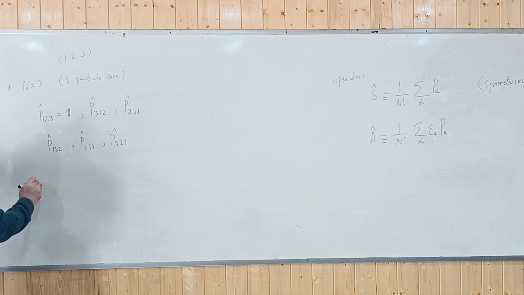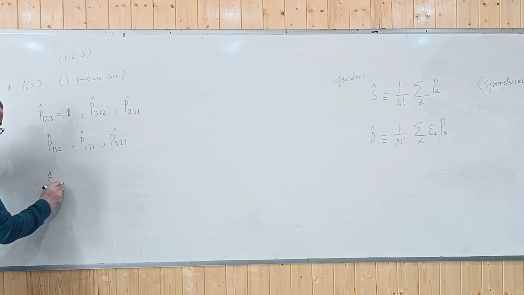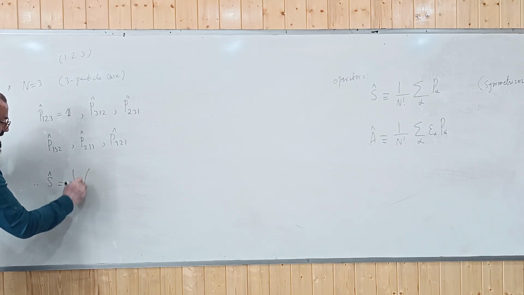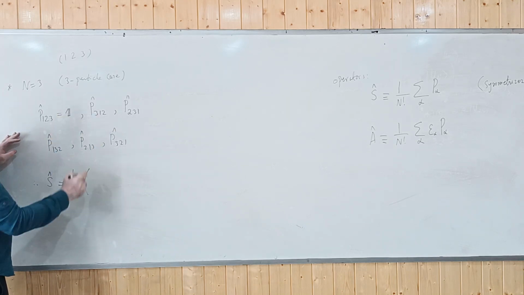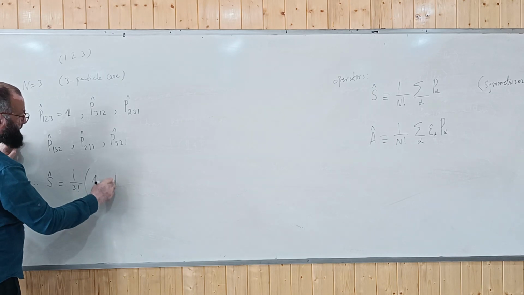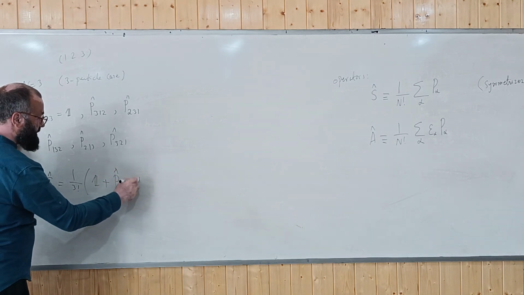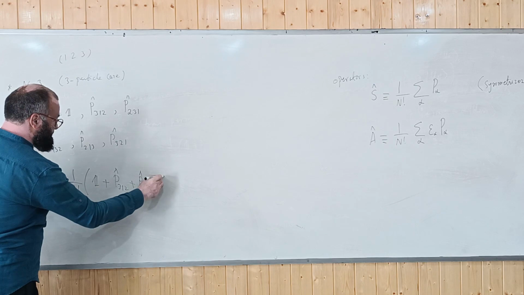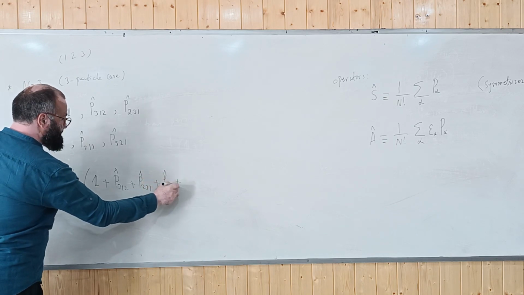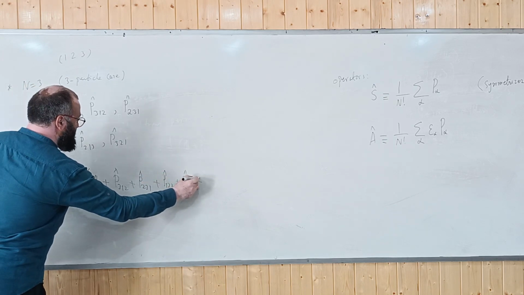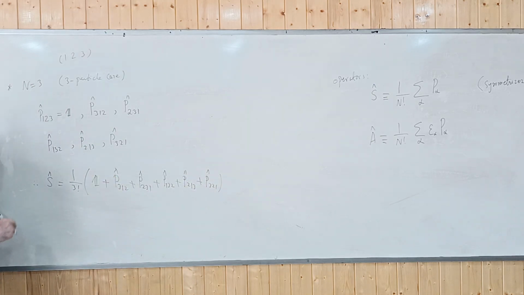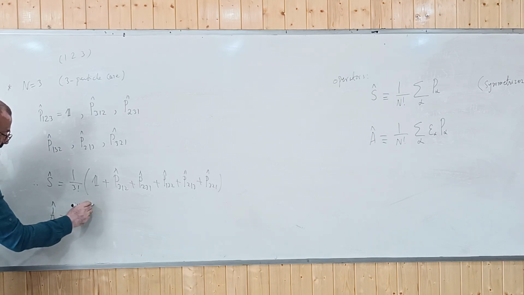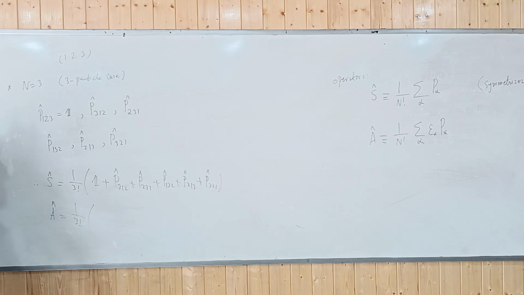Now let's look at this S first. S is equal to 1 by 3 factorial times the sum of all possible permutations. So these are the possible permutations: identity plus P312 plus P231 plus P132 plus P213 plus P321. Clear? This is quite straightforward. Now let's look at this A. 1 by 3 factorial, that's equal to 6, so I will write 3 factorial.